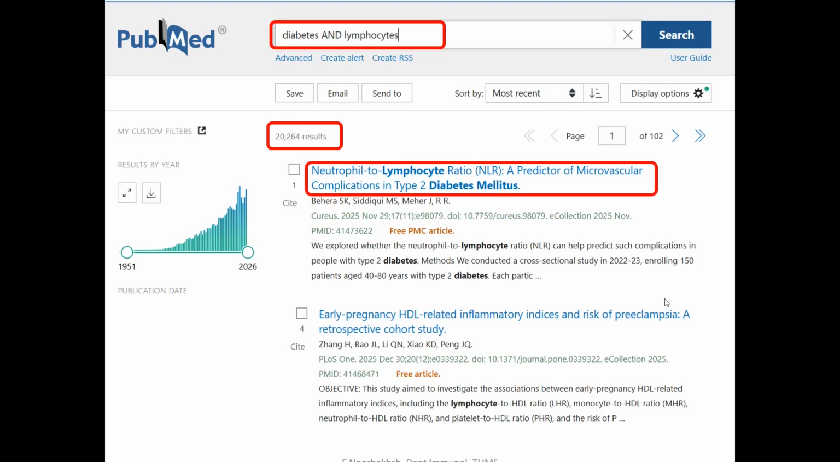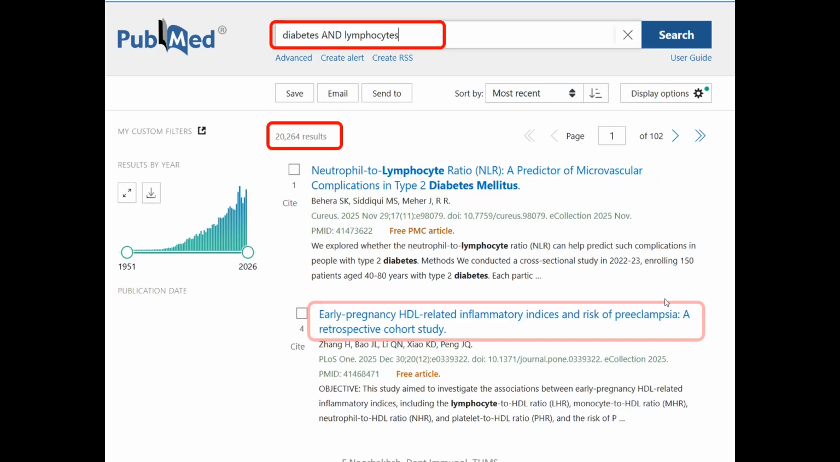And when we look at these papers, like the first one, it's neutrophil to lymphocyte ratio, NLR, a predictor of microvascular complications in type 2 diabetes mellitus. So this seems relevant. This has some information about the role of lymphocytes in diabetes. But if we scroll down, and I've scrolled down a little bit to the fourth paper that has been shown, it's written early pregnancy HDL-related inflammatory indices and risk of preeclampsia. So this doesn't seem to be related to lymphocytes and diabetes.